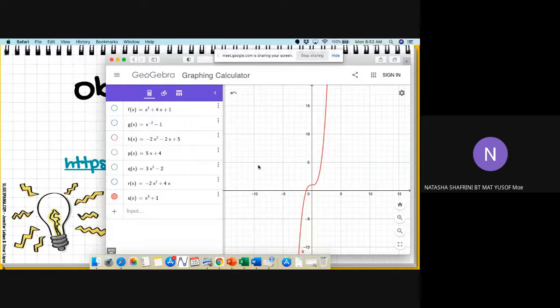Why? Give me a reason. Why? This is not quadratic expression. Power 3, good. Because the power of unknown is not 2. This is kuasa 3, betul? Power 2. Power 3. Okay, so you dah dapat satu key that one of the characteristics of quadratic expression, quadratic equation, quadratic function, dia mesti kuasa 2.